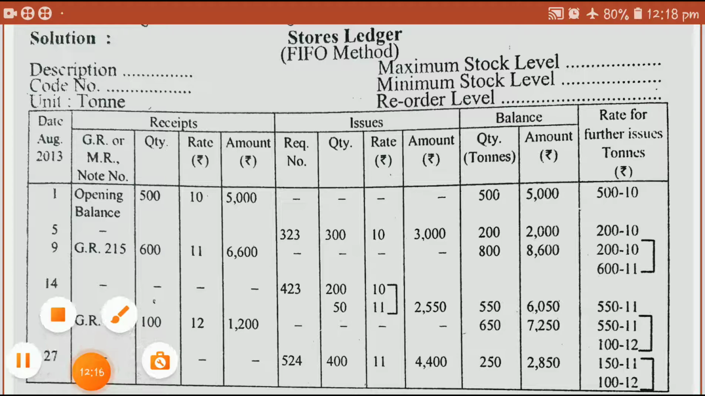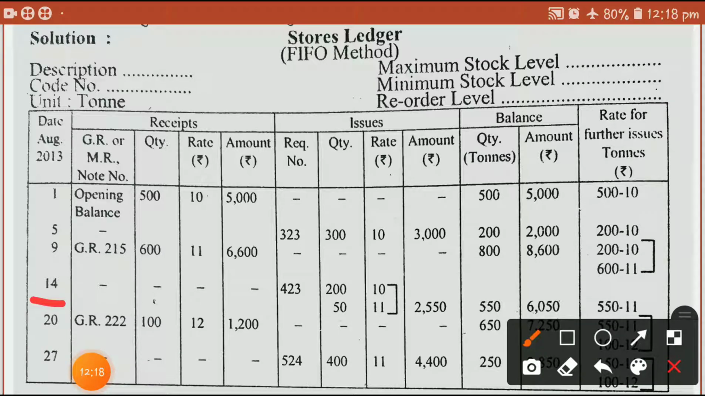So on 14, you are issuing 200 units, so we will issue from the stock which was purchased earlier. You do not have to break the order of issuing. Here are your 200 units, and you are going to issue them from your previous balances. In this previous balance you have 200 first.